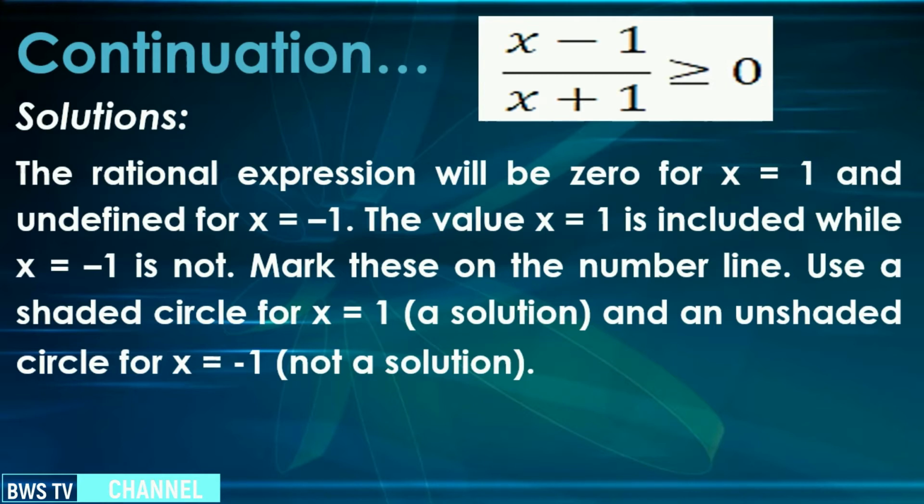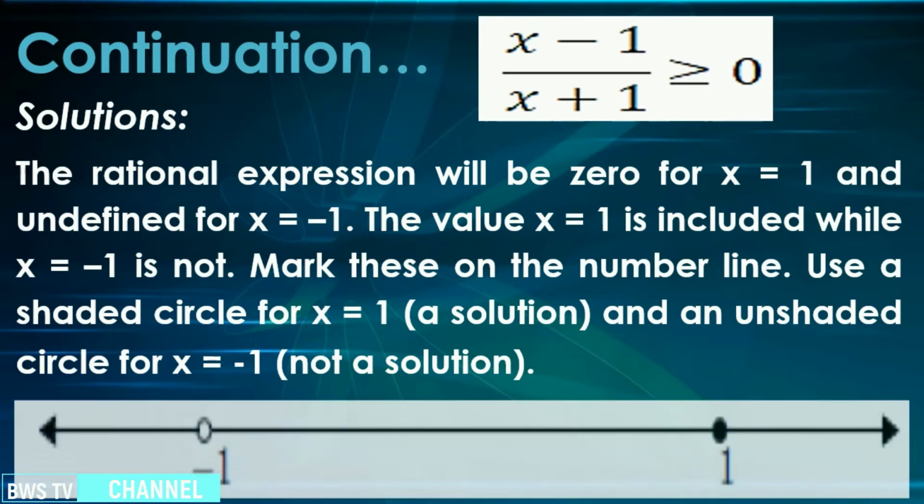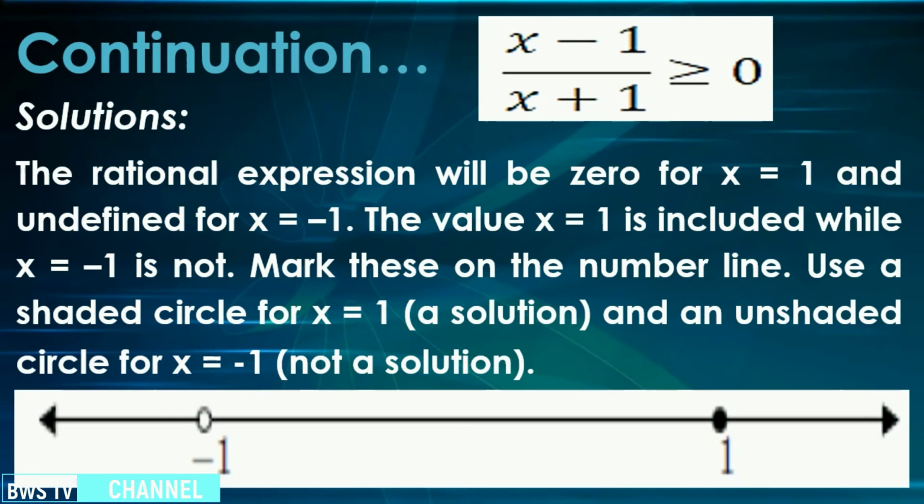Okay, so we can mark this on the number line. And again, for positive 1, it's included, a shaded circle. But for negative 1, it's not included, so that is a hollow circle, as you can see in the picture. So you have there, for positive 1, it's shaded, and for negative 1, it's a hollow circle.